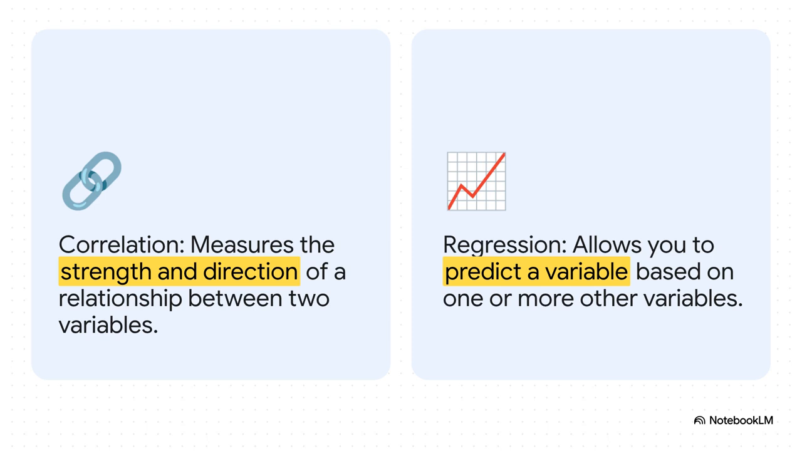Regression, on the other hand, takes it one step further. It asks, okay, there's a link. Can we actually use it to build a model and predict one thing from another?